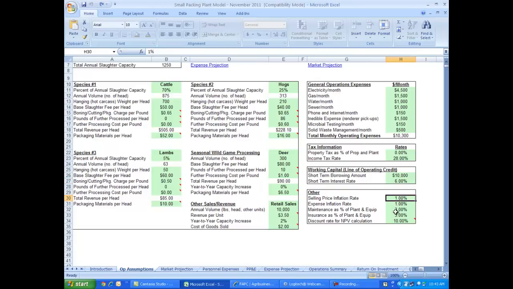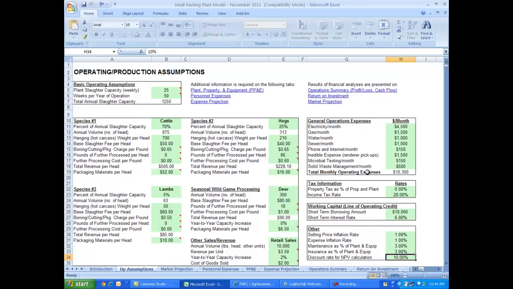Other information that gets entered on this sheet: selling price inflation rate. Over time, the value of what you do is probably going to go up, and you'll be adjusting your prices accordingly. But also your expenses are probably going to go up as well. So there's an expense inflation rate. Maintenance expense in this template is determined as a percent of the total cost of the plant and the equipment, as is insurance. The discount rate for net present value calculation will be used on the return on investment sheet to help take a look at the value of this investment as a business opportunity.